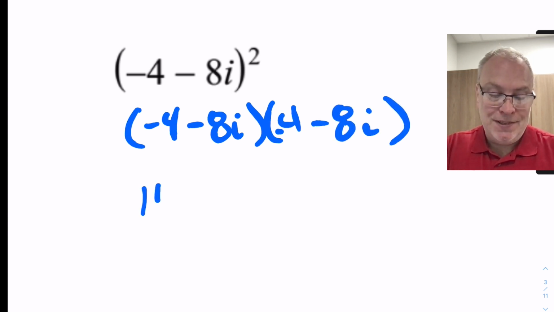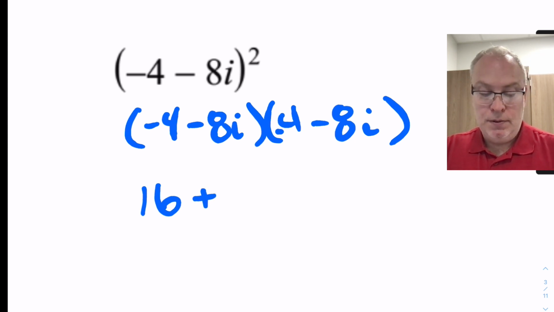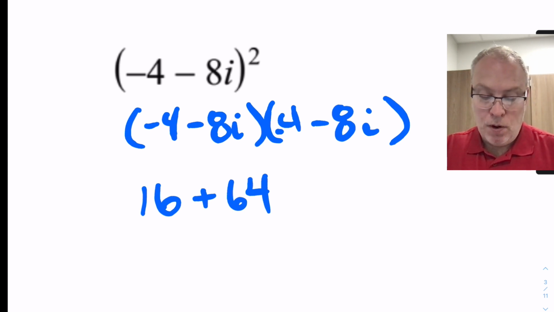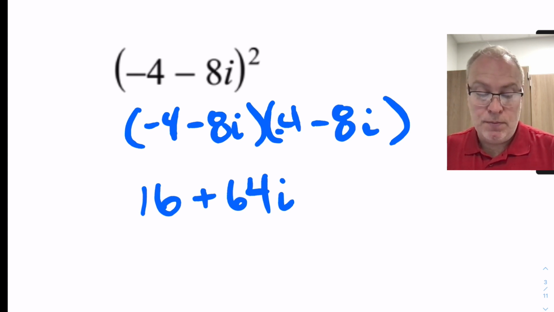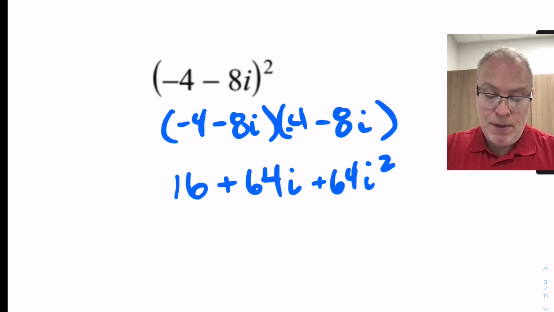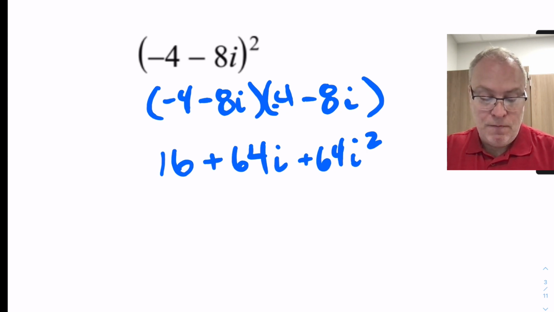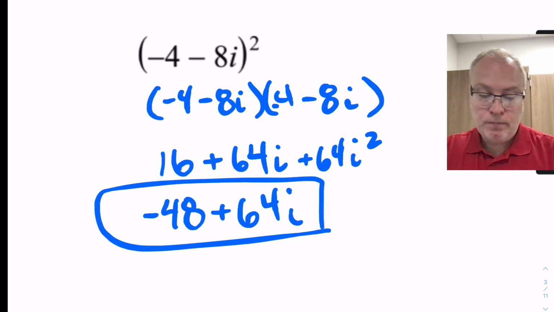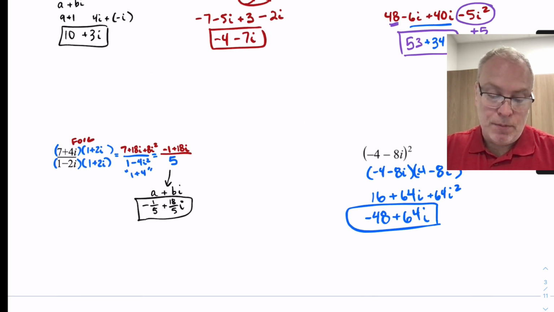Okay, so it's going to be 16 plus 64i, because 32 plus 32 is 64i. And it's a positive 64 because a negative times a negative makes a positive on both the outside and the inside. And then we have plus 64i squared. Now that becomes negative, right? That becomes negative 64. So we get negative 48 plus 64i. That's what I get right there when I square that complex number. And there you have it.